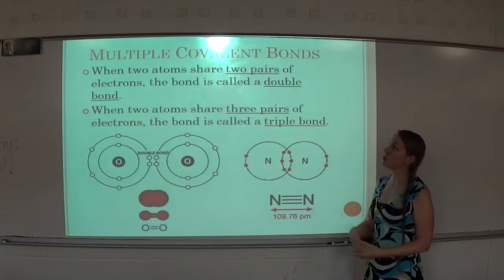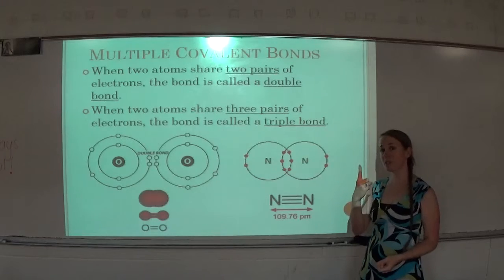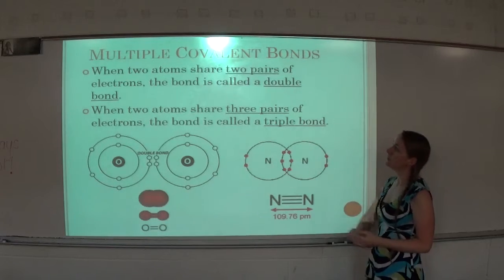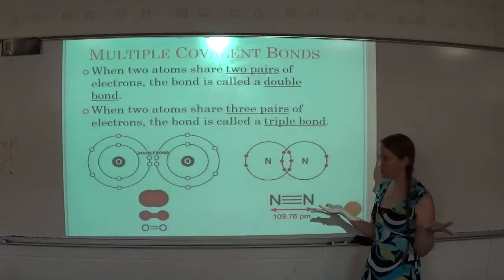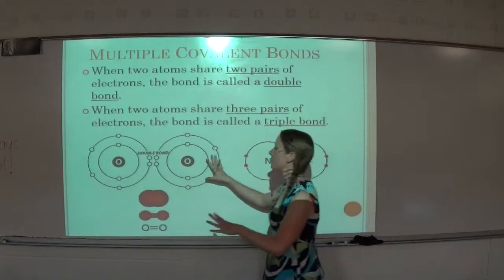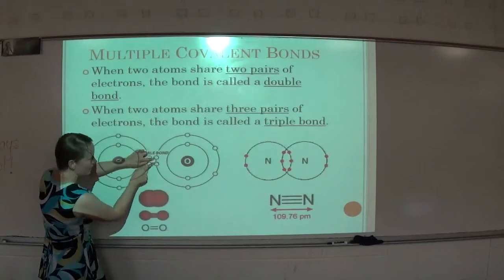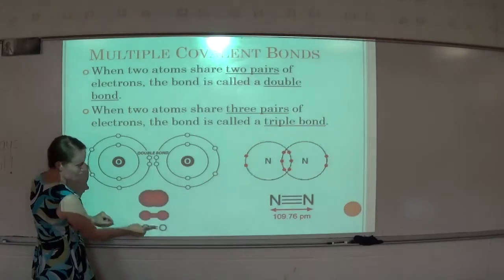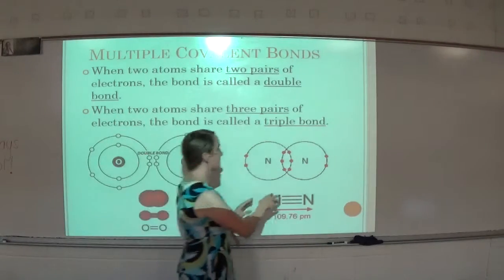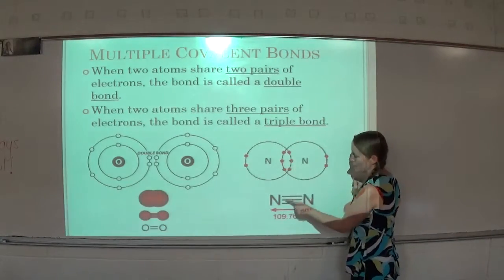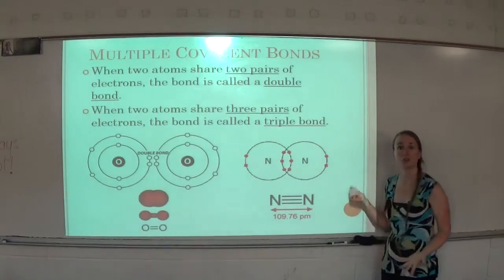When 2 atoms share 2 pairs of electrons, the bond is called a double bond. If they share 1 pair, it's a single bond, 2 pairs, it's a double bond, and if they share 3 pairs, it is a triple bond. Here's an example where they're sharing 2 pairs, so you have a double bond, drawn as 2 dashes. And here's an example where they're sharing 3 pairs, and a triple bond is drawn as 3 dashes, like that.